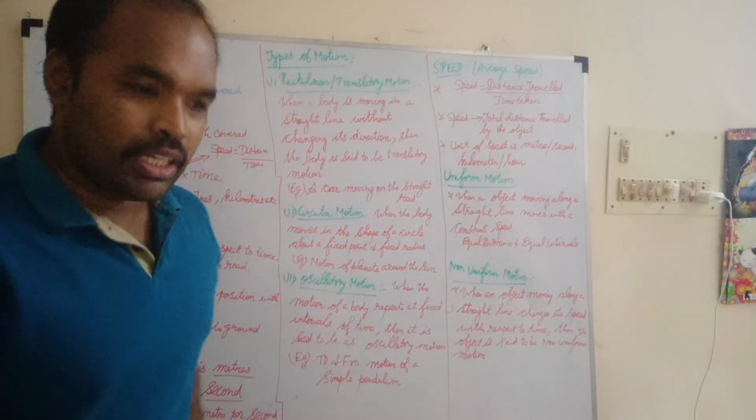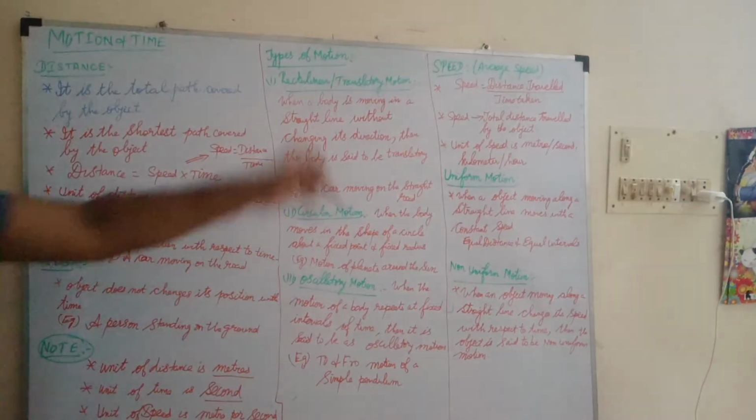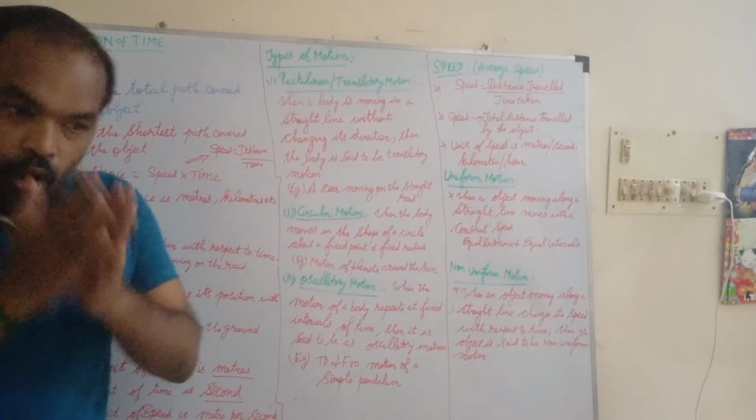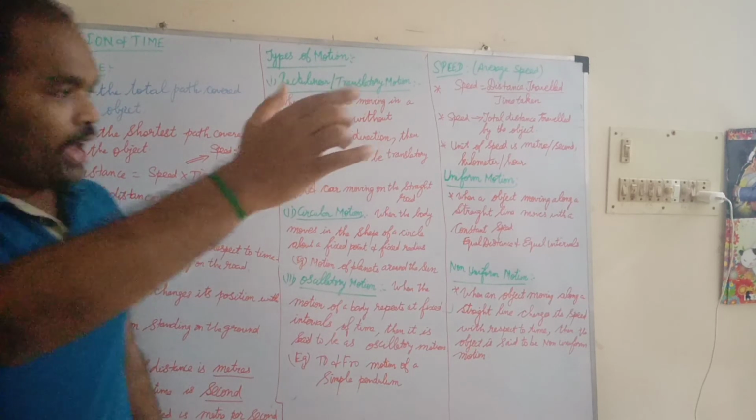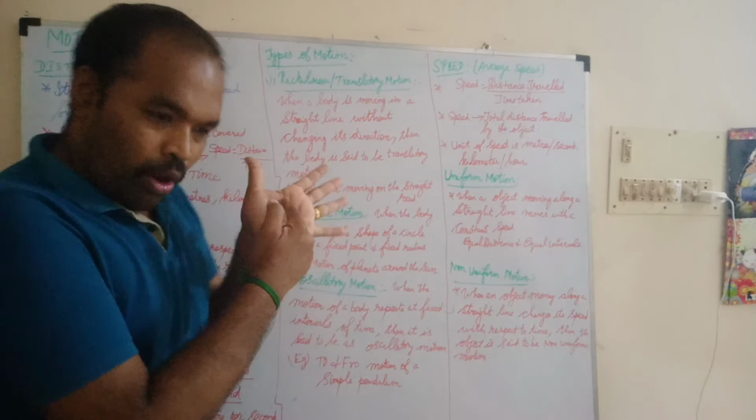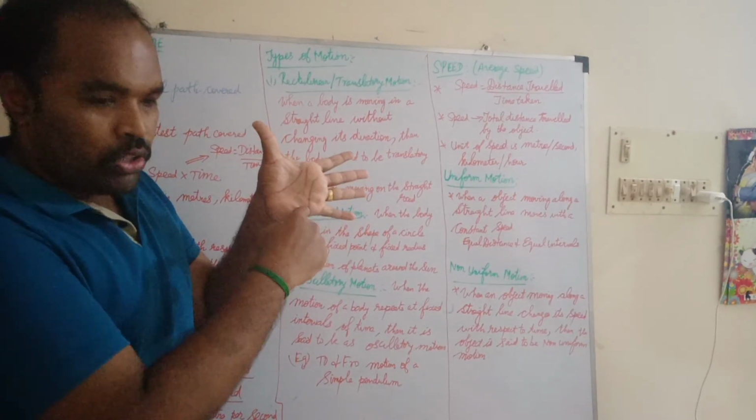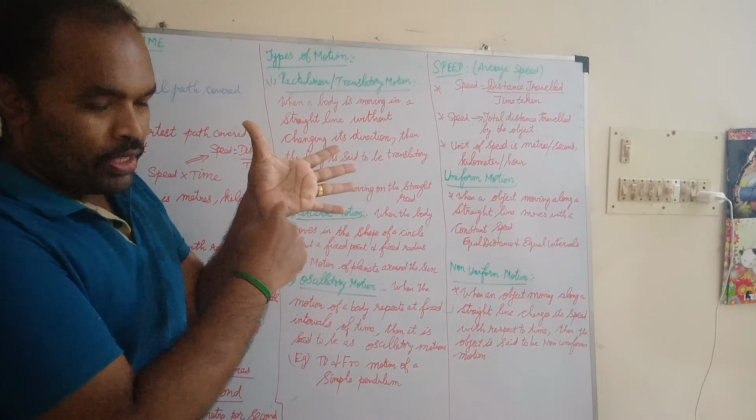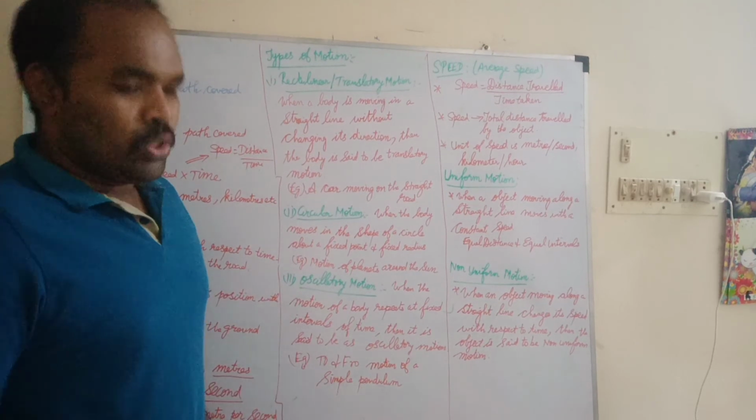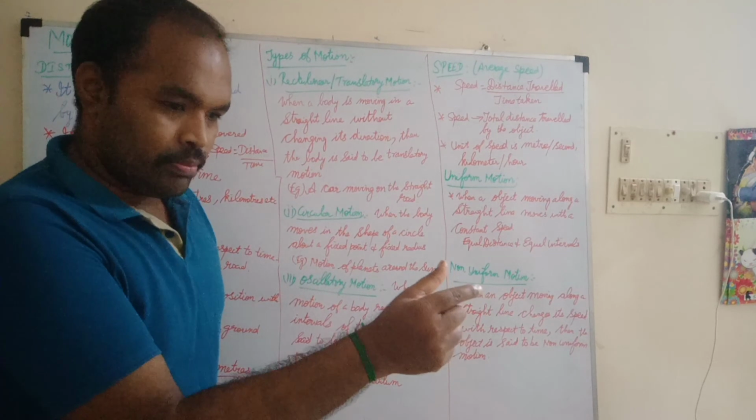Speed is the total distance traveled, without direction. The unit of speed is meter per second or kilometer per hour. Then uniform motion. Uniform motion is when an object moving along a straight line moves with a constant speed. For example, a clock: 12 is here, and on the straight line from 12, 6 is there. Between 12 and 6, 1, 2, 3, 4, 5. From 6 to 12, 7, 8, 9, 10, 11. Each movement of the clock covers an equal distance, right?